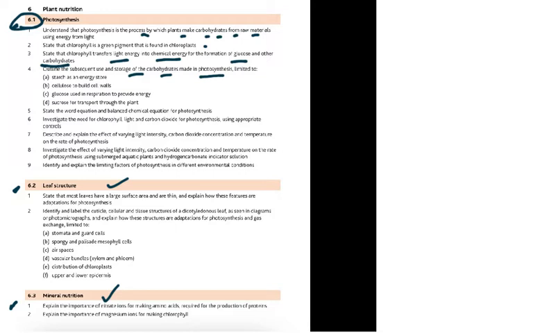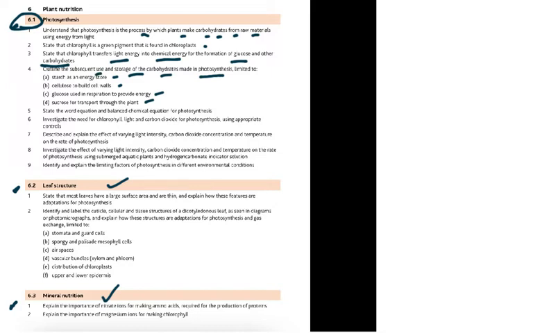So the glucose that we made, what is it going to be stored as? Starch as an energy store, cellulose to build cell walls, glucose used in respiration to provide energy, and sucrose for the transport through the plant. So these are the 4 different ways by which that carbohydrate will be stored and used. So the subsequent use and storage.